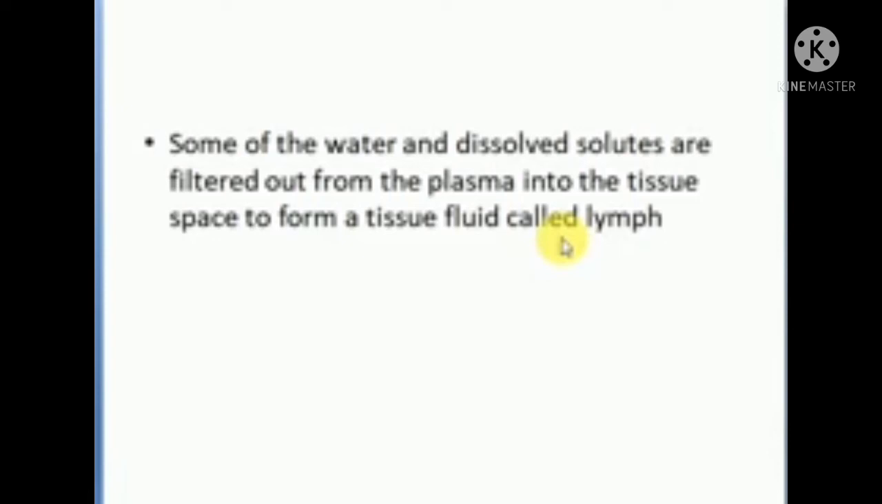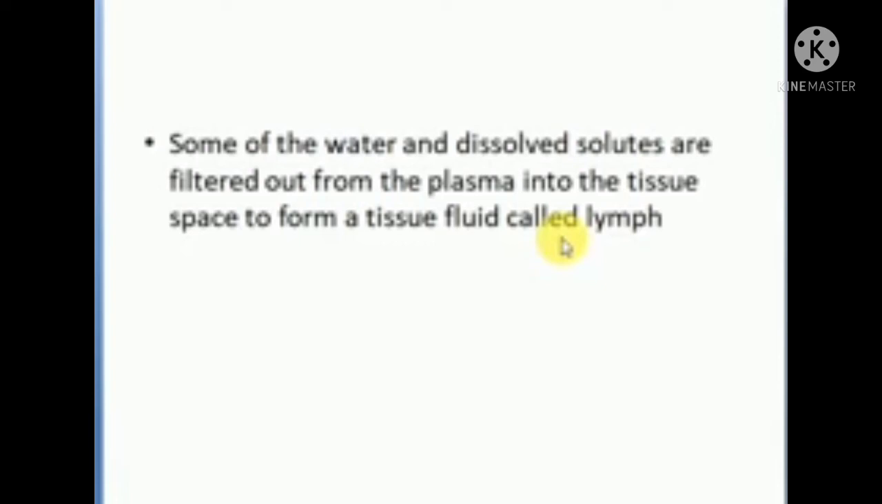When the blood reaches the capillaries, some of the water and dissolved solutes are filtered out from plasma into the tissue space to form a tissue fluid, that is lymph. Some of this fluid or lymph enters tiny channels. What are these small channels called? That is lymph vessels.